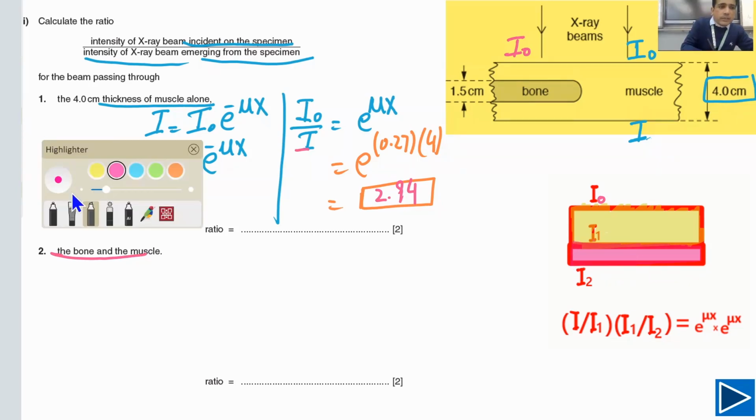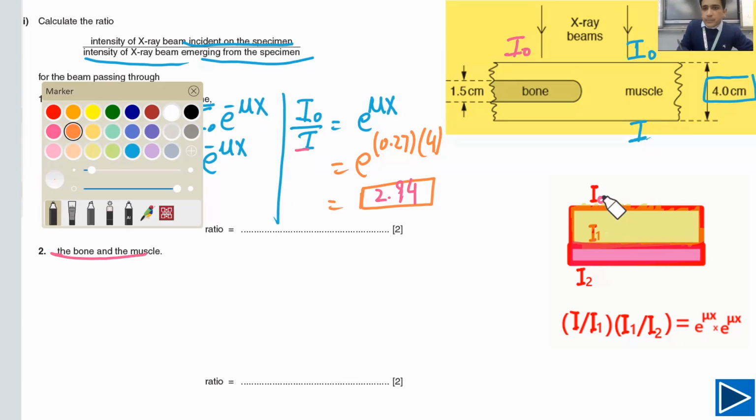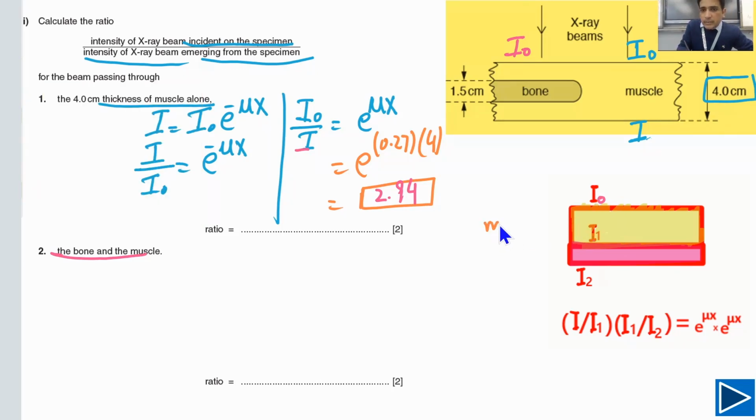Now in this case you need to understand the intensity is coming. Let me also write down here: this one is muscle, this one is muscle, and this one is bone. Now you need to understand the thickness. Bone is 1.5 centimeters. How about the muscle? That will be 4 minus 1.5, so the muscle will be 2.5 centimeters.